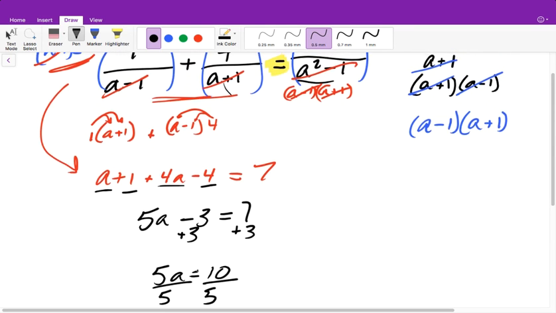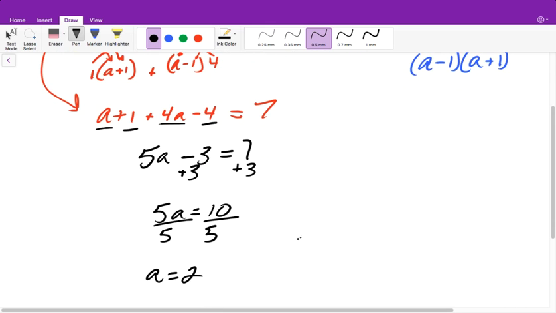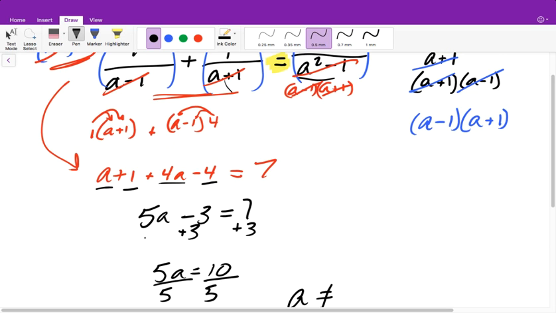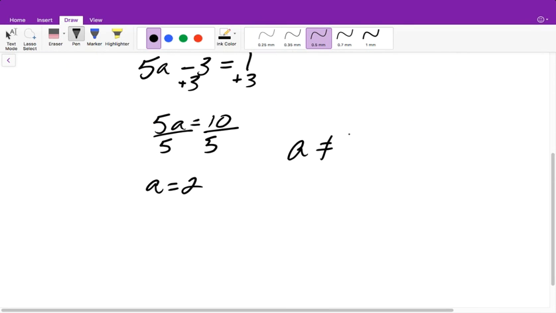All right, but now we need to make sure we say what a cannot equal. Because remember, if a cannot equal 2, that means we have no solution. It's an extraneous solution. But a can't be 1 or negative 1. And this will be your final answer.